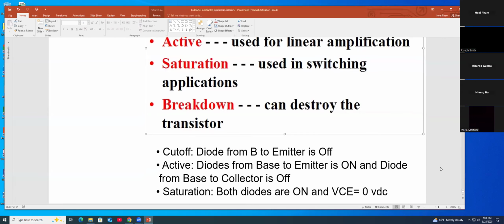And they tell you, in cutoff, the diode from base to emitter is off. In active, the diode from base to emitter is on, and the diode from base to collector is off. In saturation, both diodes are on and VCE equals 0 volt.